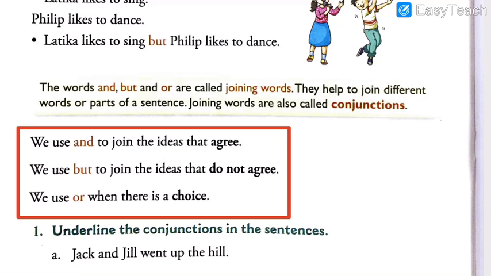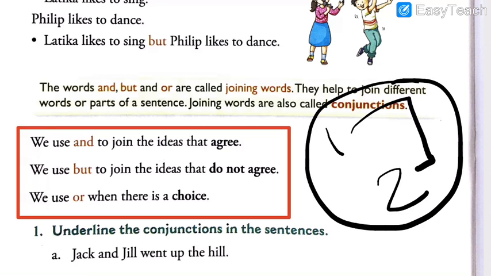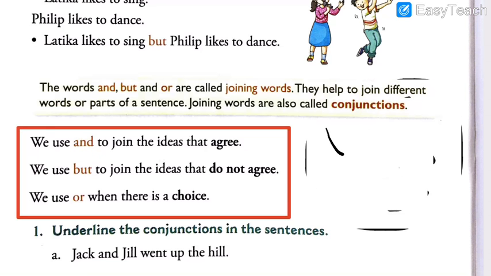We use and to join the ideas that agree. Say, for example, in sentence 1 and sentence 2, if they have the same idea, we can make the connection between them by using and. By using and, we can make a good connection. We can even shorten the size of the sentence.